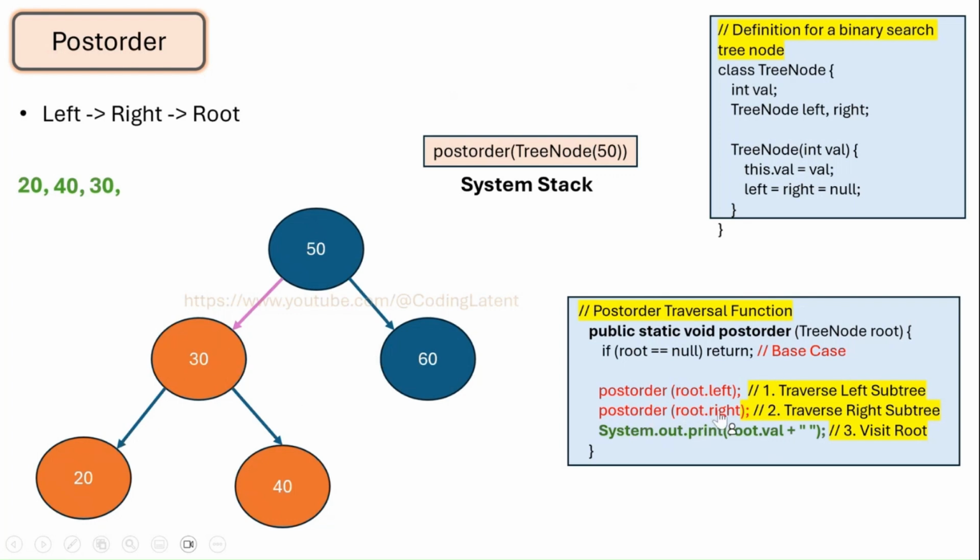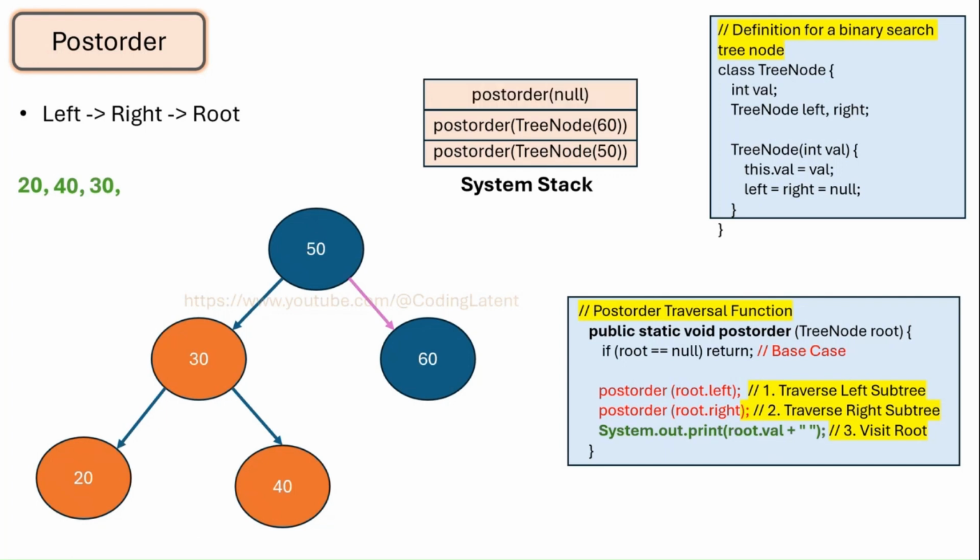So it will go to the right side, which is 60. So it will call the post-order with node 60 as a root. So for 60, it will go to the 60 dot left, which is null. So it will return. Then it will go to the right, which is also null. So it will return, come back here, it will print the 60 and then go back to the previous post-order function execution, basically backtrack the recursion.